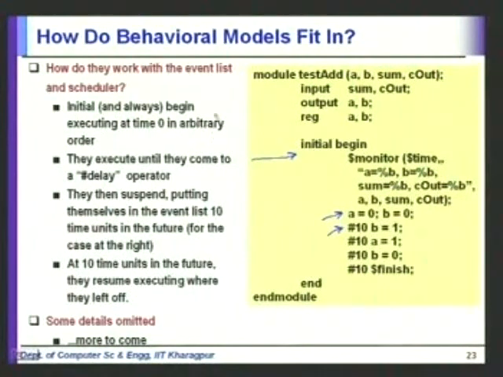So here is a summary of the things that we have learned so far: initial and always begin executing at time 0 in arbitrary order. They execute until they come to a hash delay operator. They then suspend, putting themselves in the event list 10 time units in the future, for the case at the right. So here they are going to put b equal to 1 in 10 time units after this. We are going to study different types of simulator taxonomies and how simulators work. This is purely in terms of an event driven simulator. It just schedules the event 10 time units in the future, and at that time this is going to start executing once again. We will get into more details of these as we go through more of Verilog, and later when we start studying the way simulators work.